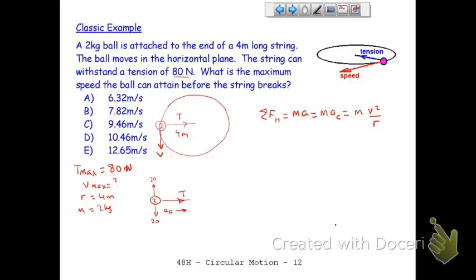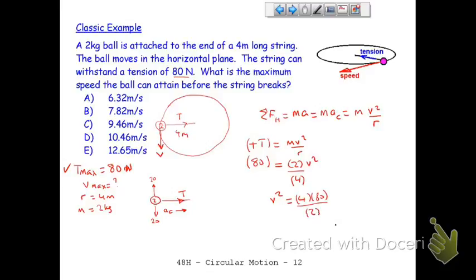Okay, now look at my diagram. I've got plus T, that's all I've got, is equal to mv squared over r. It says my maximum tension is 80 newtons. So 80 newtons is equal to my mass, which is 2, v squared over my r, which is 4. So rearrange. V squared is equal to 4 times 80 over 2.